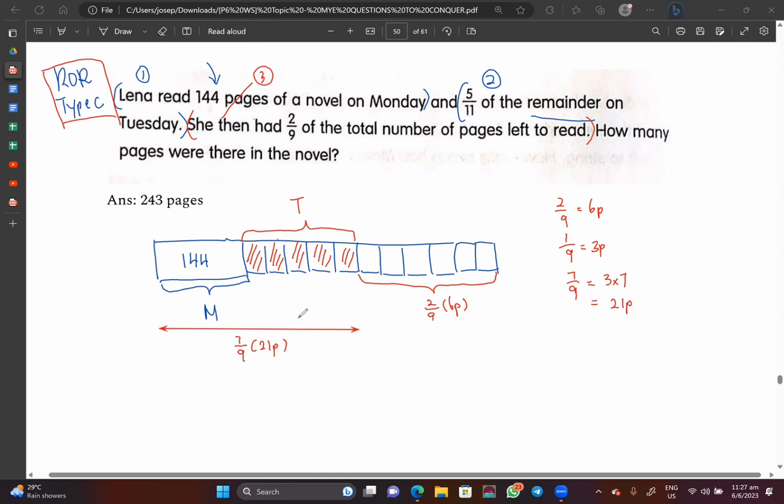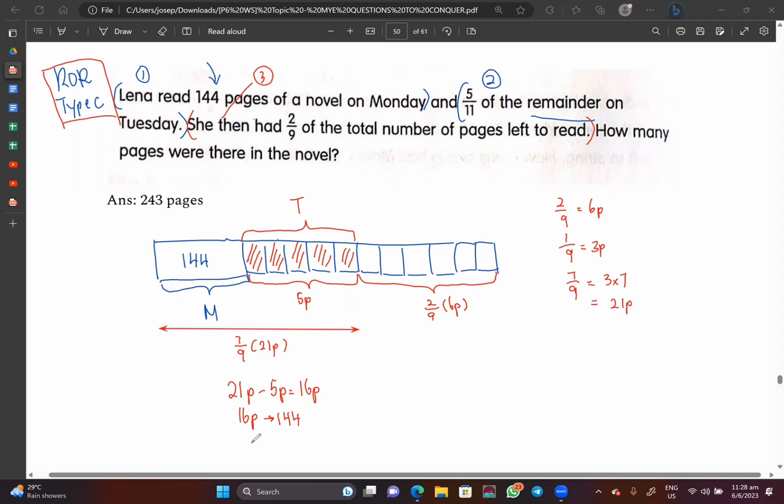All right, so if this is 21 parts, I want to ask myself, how many parts are there over here? There's 1, 2, 3, 4, 5. 5 parts, correct or not? So therefore, I can confidently say that 144 is simply 21 parts minus 5 parts. Does that make sense to you? So 21 parts minus 5 parts is actually equal to how many parts? 16 parts. Make sense? And 16 parts is actually equal to 144.